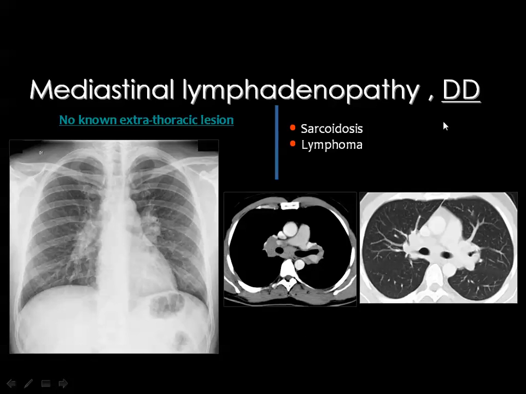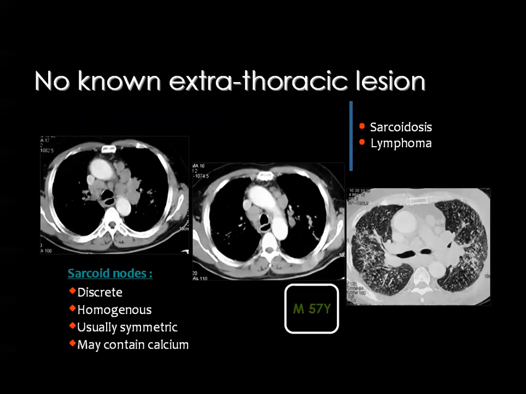Then, in order to reach the differential diagnosis of mediastinal lymphadenopathy, you start first. You have detected lymph nodes, and the patient is not known to have an extrathoracic lesion, is not known to have a primary malignancy, not known to have lymphoma, not known to have sarcoid, for example. Then whenever you see mediastinal lymphadenopathy like this, you think of one of two: sarcoid and lymphoma. And you remember that the sarcoid lymph nodes are discrete, homogeneous, and may contain calcium, while the lymphoma lymph nodes are usually bulky, amalgamated, homogeneous, and do not contain calcium.